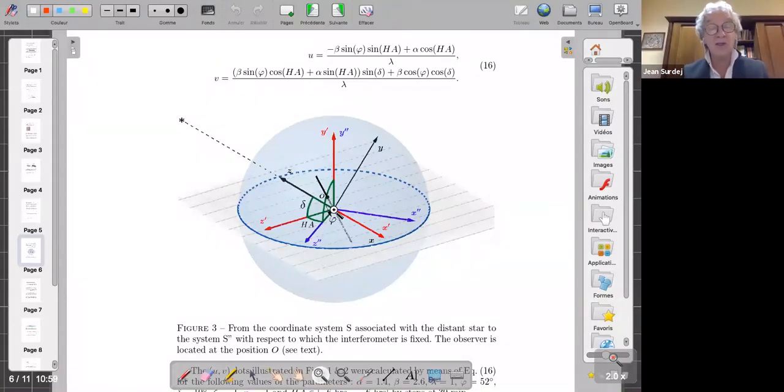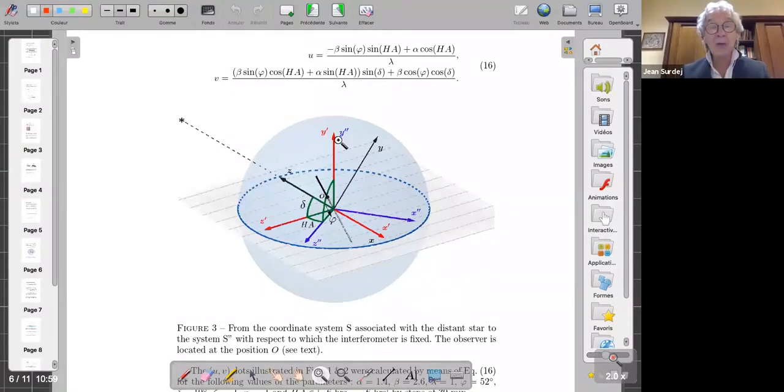Now I define a second coordinate system, represented in red. So how do I get from the black one to the red one? Simply by a rotation around the x prime axis by an angle delta, where delta is the declination of the star. If you do so, then you find, this is trivial, that the z prime and x prime axes are located in the equatorial plane of the Earth, and that the y prime axis is oriented south-north. So this is an interesting reference system, with coordinates named X prime, Y prime, Z prime.